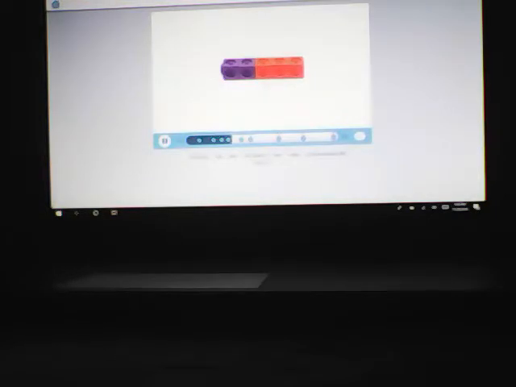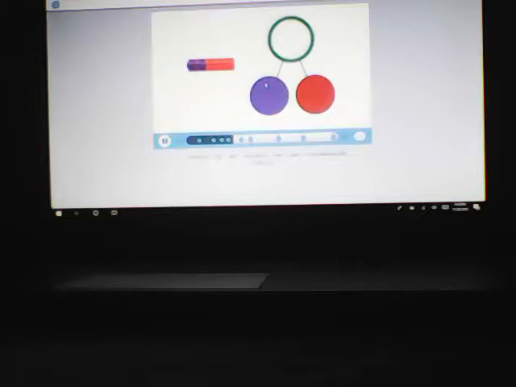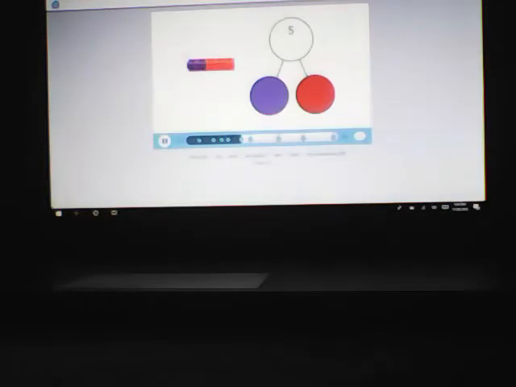Exactly. Let's make a number bond to show the whole and the parts. The whole is 5 because we have 5 total cubes. Now you write the whole in the number bond. One part is 2 because we have 2 purple cubes. The other part is the number of orange cubes. Now you write the number of orange cubes in the number bond.